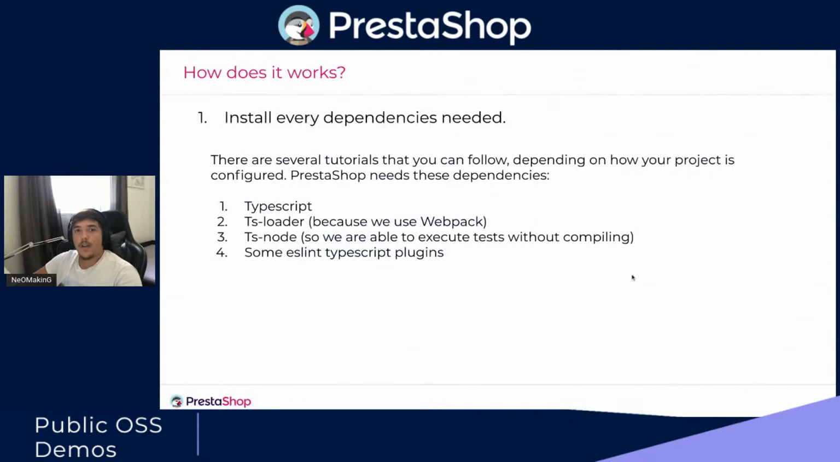How does it work? First, you need to install every dependency needed. In our case, we need the TypeScript dependency, of course, and we need ts-loader because we are using a bundler called Webpack. We need another dependency called ts-node because we need to execute some TypeScript in Node.js environments, for example for our tests. And then we need to install some ESLint plugins in order to make ESLint understand that we are working with TypeScript and to create custom rules on ESLint.